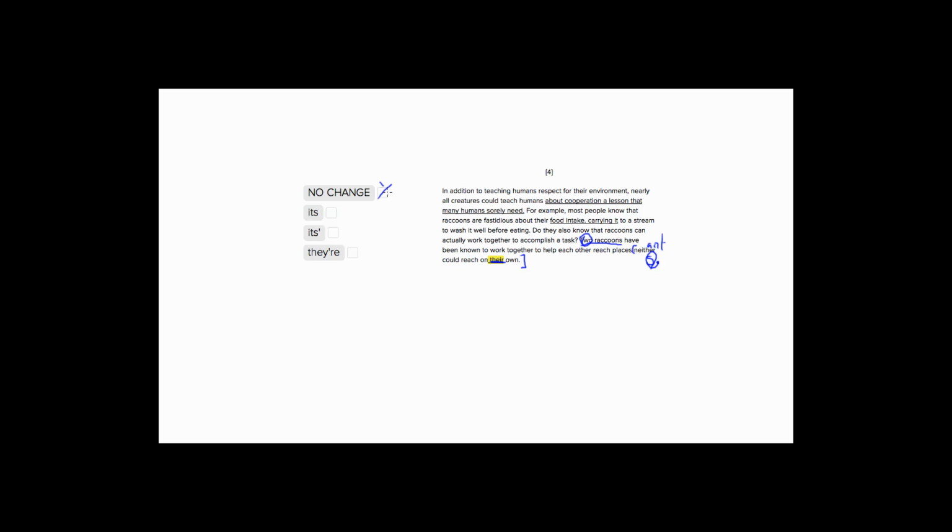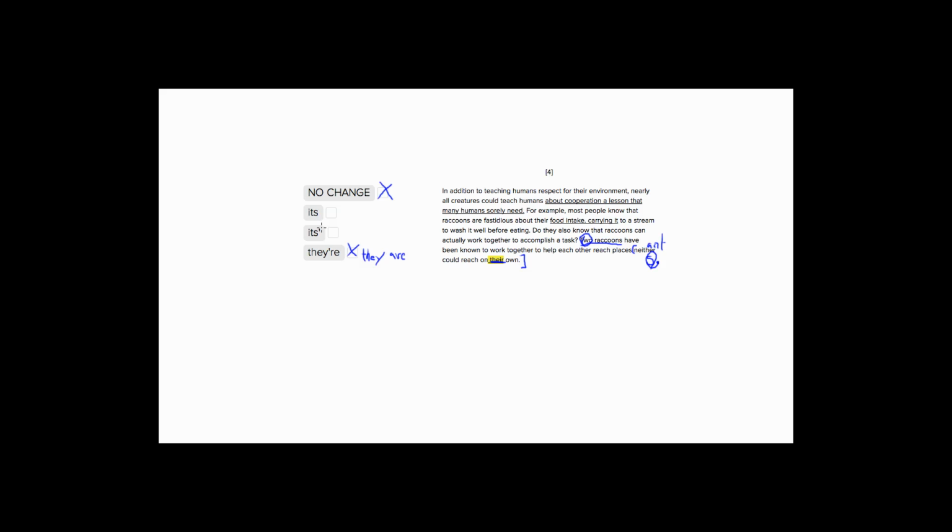Choice 4 also has a "there," but it's wrong because it's not a preposition. This is a contraction for "they are." So "neither could reach on they are own." That's wrong. So now it comes down to "its" and "it's."